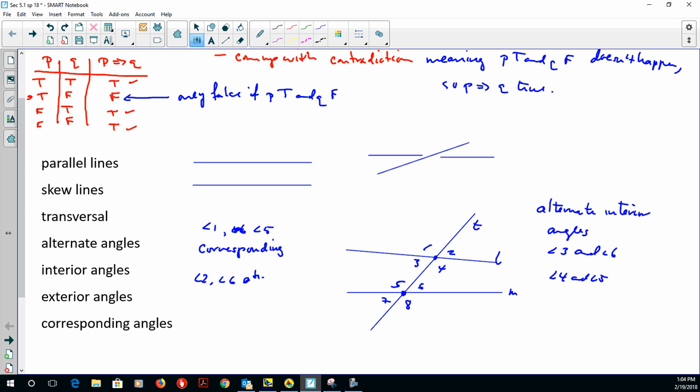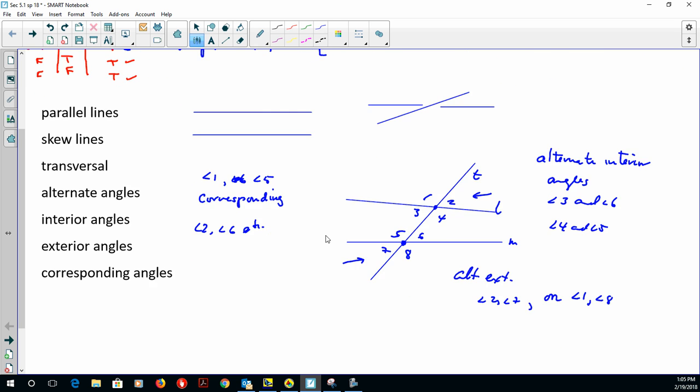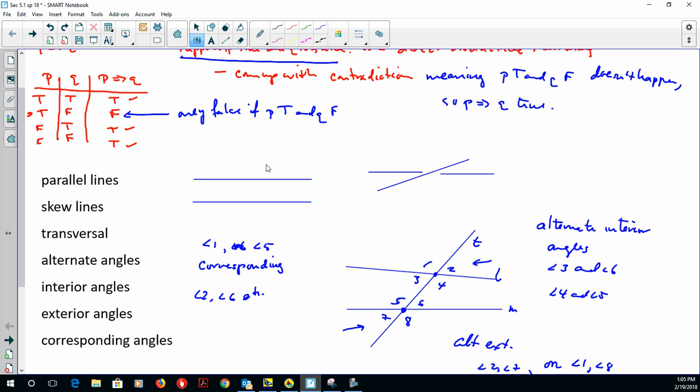Let's see. We might have alternate exterior angles as well. That could be angle 2 and 7. They're exterior angles on opposite sides of the transversal. Another pair of alternate exterior angles, angle 1 and angle 8. So I'm assuming that you know these. If not, look at some examples, and we'll do some stuff as we go along here.